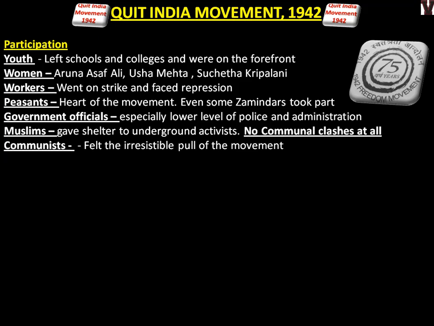Communists felt the irresistible pull of the movement. So communists were also feeling the pull, they couldn't resist, they also had to enter. Princely states showed a low-key response.